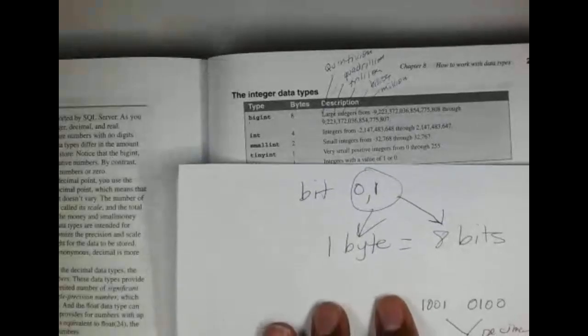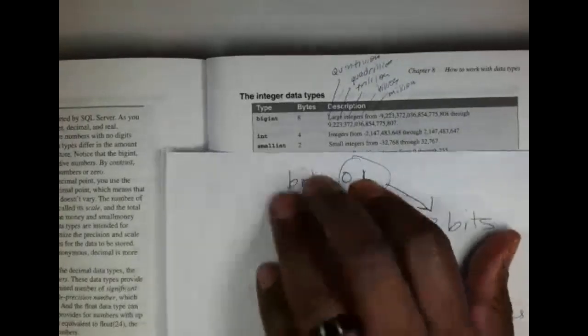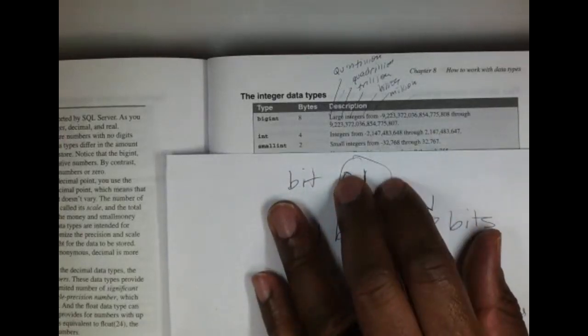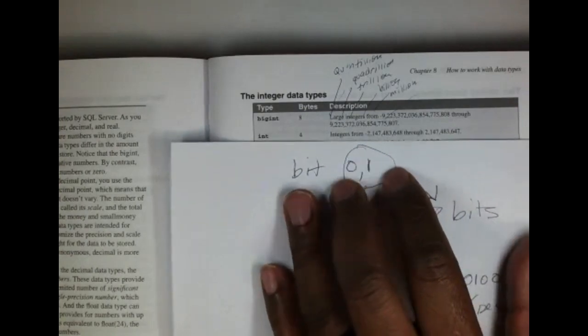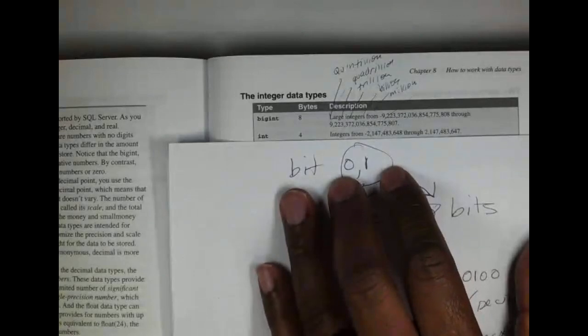If you look in your book, you'll see that 32,767 is the highest number you can have in a small int. It's 2 bytes. So that's how that works. And I guess we'll do one more. So let's do the int, the 4 bytes.